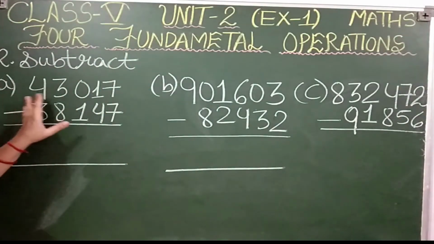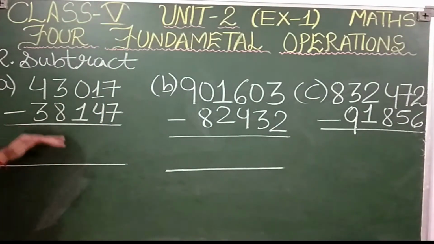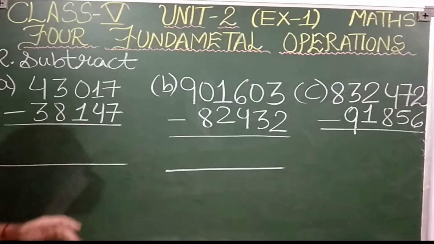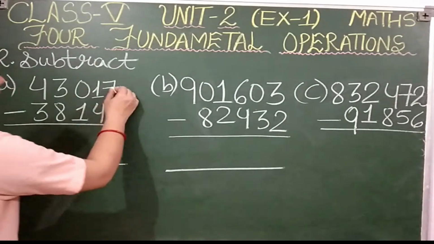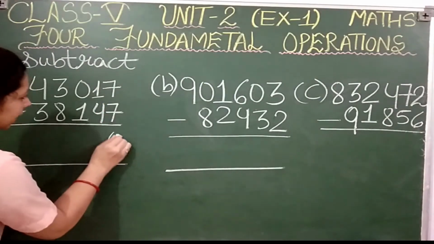First I have written 43,017 and then I have to subtract 38,147 from the given number. Let us subtract again. 7 minus 7, we are going to get 0.